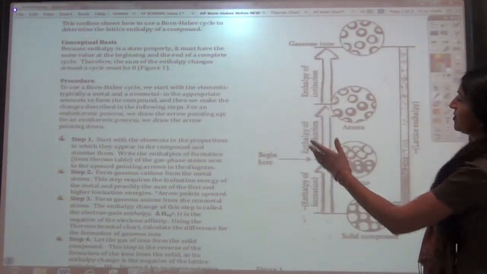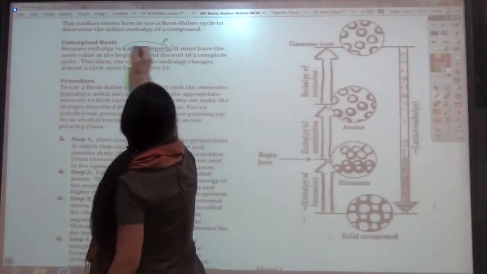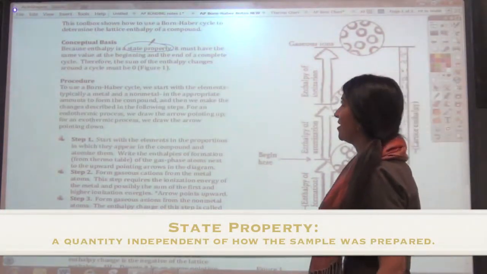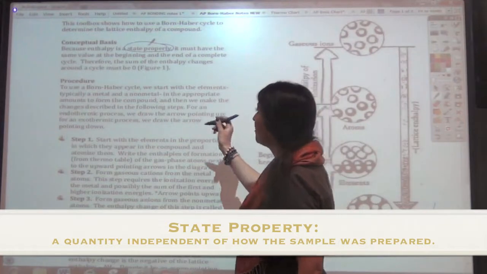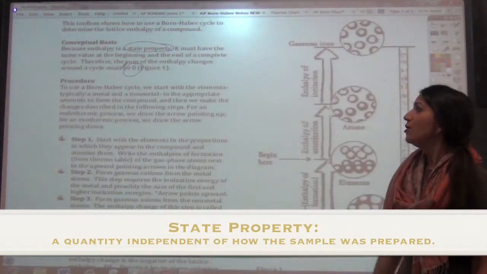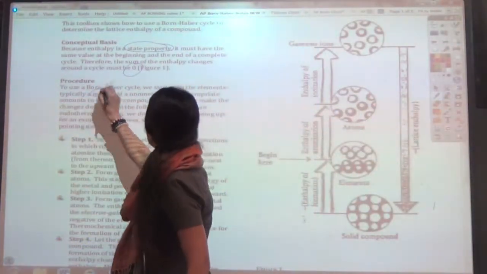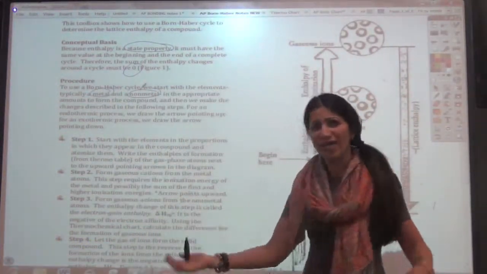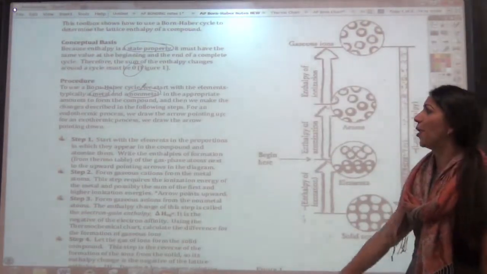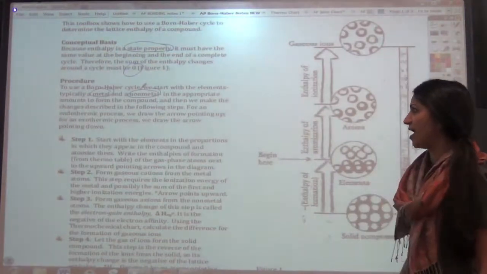And so it says, what is the conceptual basis? Because enthalpy is a state property, it must have the same value at the beginning and the end of a complete cycle. Therefore, the sum of the enthalpy changes must be equal to 0. Okay, to use the cycle, what do we do? It says that we typically start with the elements. Usually we have a metal and a non-metal, or a cation and an anion in the appropriate amounts to form the compound. And then we make these changes.